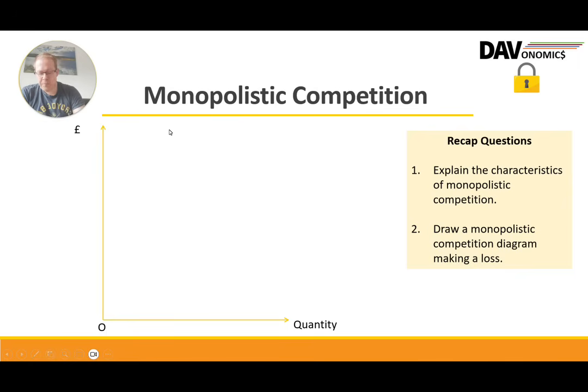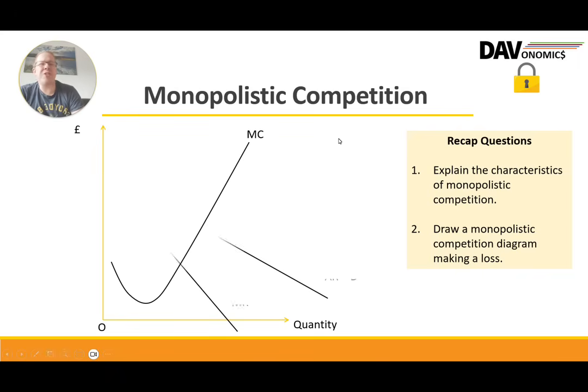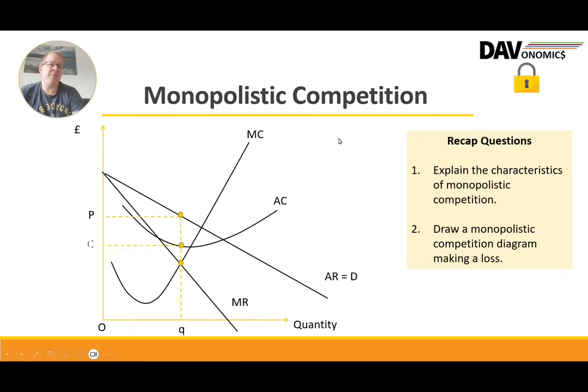Now, in terms of monopolistic competition, you can see a situation where it's the same diagram. The only thing with monopolistic competition, this is where you have a large number of firms, a low barrier to entry, and differentiated products. So that low barrier to entry, you might draw just slightly more elastic. So that's making a profit here. So it's slightly more elastic.